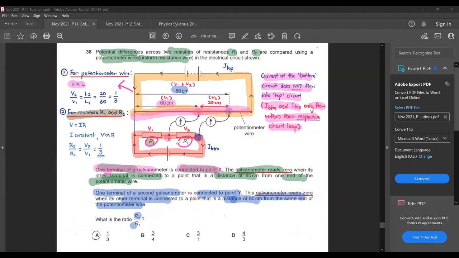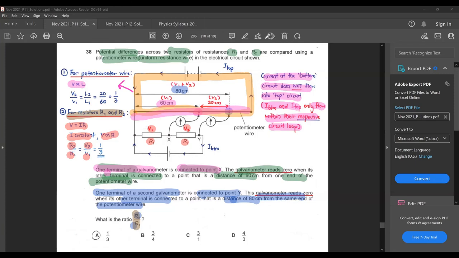Now, if you look at resistance R1 and R2, you want the ratio of R2 to R1. Just now I mentioned that the currents at the top and bottom circuit do not mix. The current will only flow in their respective loop. So if I talk about the bottom loop, current will only flow like this. If I apply V equals IR for both of these resistors, the current flowing through both of them is constant, so voltage is directly proportional to R. If I want the ratio of R2 to R1, I need the ratio of their voltages. R1 would have a voltage of V1, and R2 would have a voltage of V2.